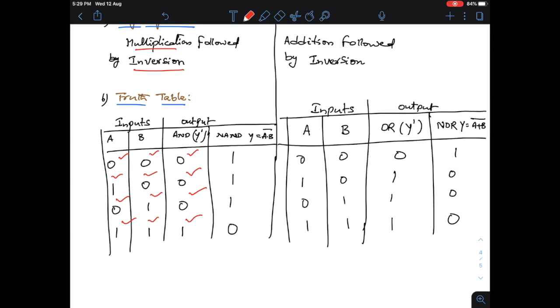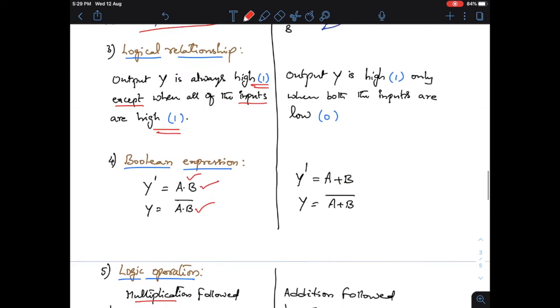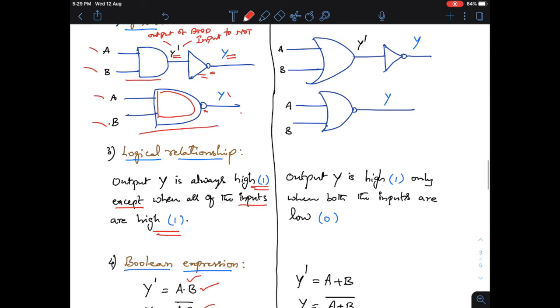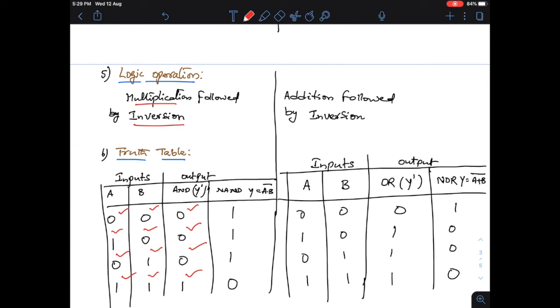Now this is the input to your NOT gate. So now the output of NAND gate is the output Y, and this is Y dash. So Y dash is 0, so Y is 1. Y dash is 0, Y is 1. Y dash is 0, Y is 1. Y dash is 1, then it is opposite. So 0.